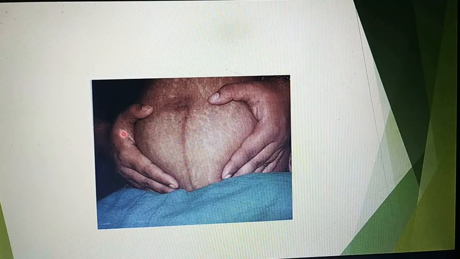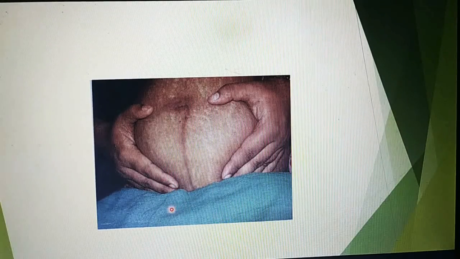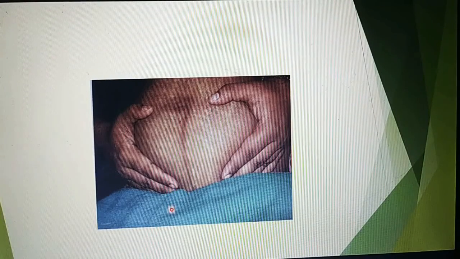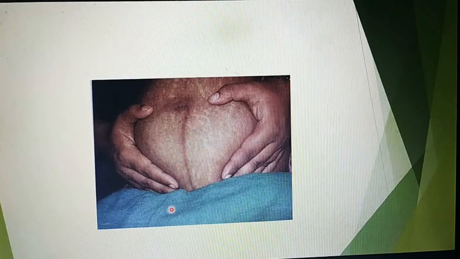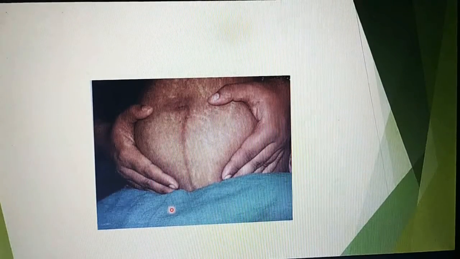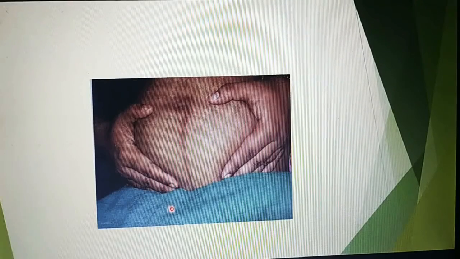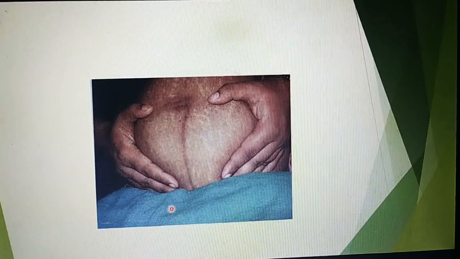Then you should move your hands downwards and backwards to reach the lower pole of the uterus, so that the pole can be palpated well near the pelvic grip. What information will you get from the second pelvic grip? First, detection of presentation or presenting part, whether it's engaged or not, and the attitude.